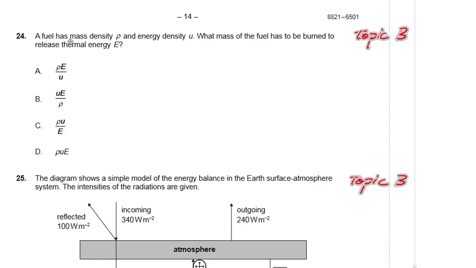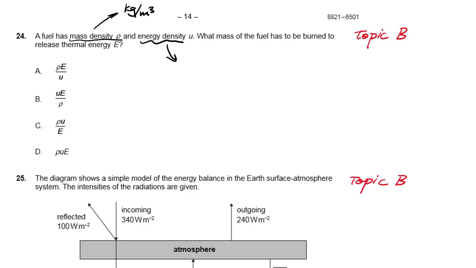24. Fuel has mass density. It's important to understand what these mean. Kilogram per meter cubed, right? When we're talking about density, we're talking about something over a volume. And then we have energy density, that is joules per meter cubed. And what mass of the fuel has to be burned to release thermal energy, E? We're going to find the mass.